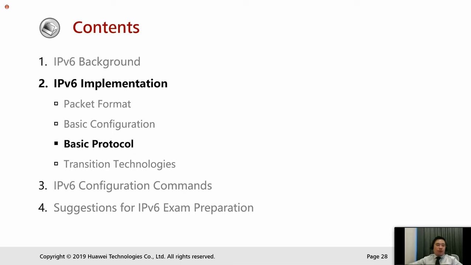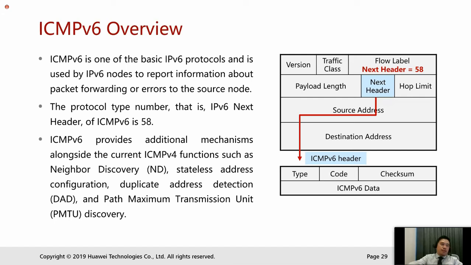The first protocol we look into is ICMPv6. The next header is called 58, and 58 is your ICMPv6 header. Inside the header, you should have the type and the code, as well as the checksum, followed by your payload.